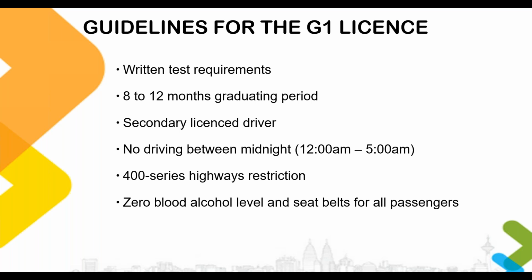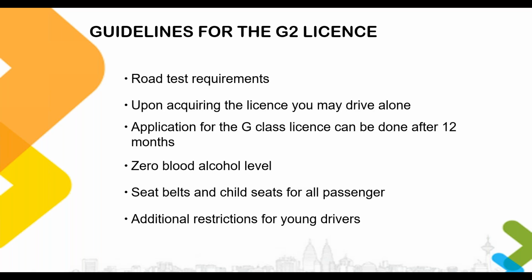Now, when you've got your G1, you must have a secondary driver, as we said earlier, and there is no driving between midnight, so 12 a.m., and 5 a.m. The 400 series highways are a restriction, and you must have 0 alcohol level in your blood. So that means you cannot drink at all. If the licensed driver in the car is under the age of 21, they too must also have a 0 alcohol blood level.